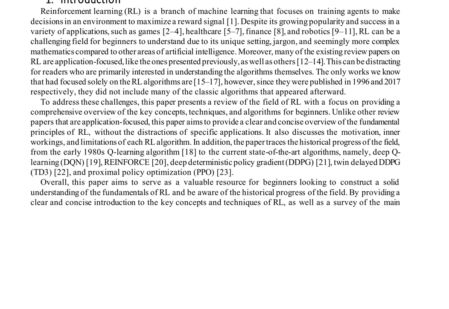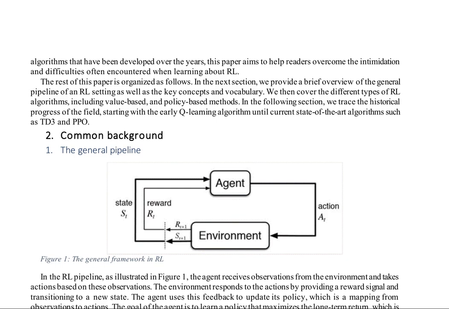The general pipeline of an RL setting involves an agent interacting with an environment, receiving feedback in the form of a reward signal, and updating its policy based on this feedback to maximize the long-term reward. The agent must explore the environment and try different actions to learn which actions lead to higher rewards, while also exploiting its current knowledge by taking actions expected to lead to the highest reward based on its current policy. This balance between exploration and exploitation is a key challenge in RL.